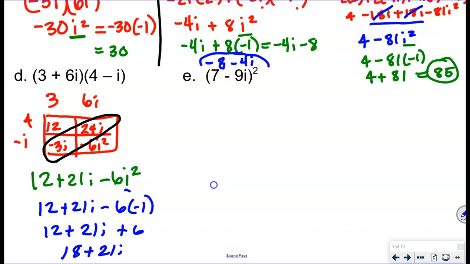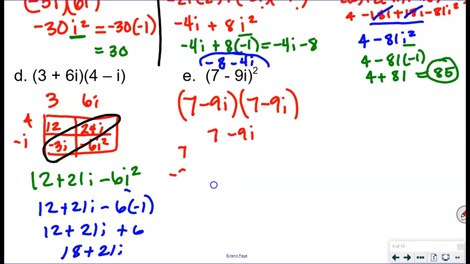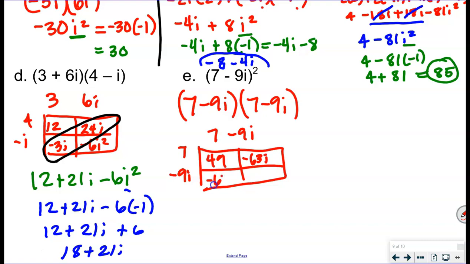Okay, our last one. So I don't want y'all to make a mistake here, okay? So I want you to really notice that this is squared. So what that really means is we've got 7 minus 9i times 7 minus 9i, okay? So again, we could use the box method or we can use FOIL. So I'm going to use the box method again. So I got 7 and minus 9i, and I got 7 and minus 9i here. So we got 7 times 7, 49. 7 times negative 9i, that's negative 63i. Again, negative 63i here. Notice it appears twice. Negative times a negative is positive, so this is going to be 81i squared.